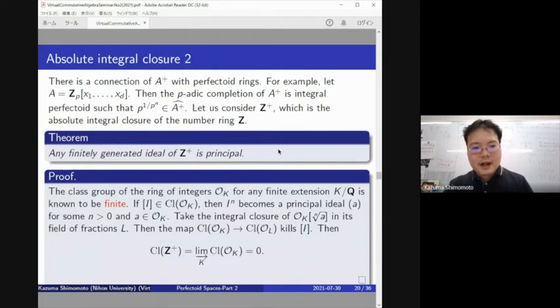So actually, here is a very well-known theorem. Any finitely generated ideal of Z plus, namely the absolute integral closure of Z, is principal. I'm going to skip the proof because this is not quite important. I think this is the first non-trivial case of the structure of Z plus. It uses some algebraic number theory.